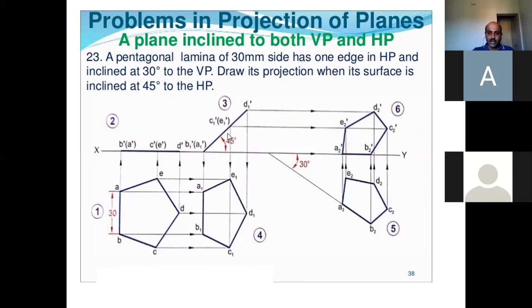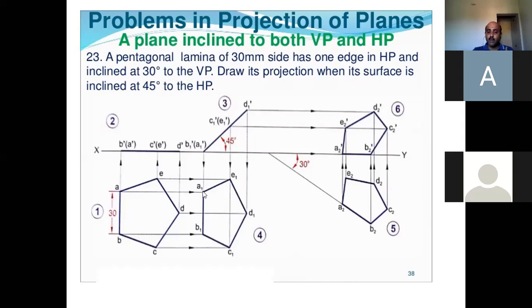So draw the projector lines from each point over here, and similarly from the top view. Each point, A, B, C, D, E, you should draw the horizontal projector line. Now the vertical projector from the front view and the horizontal projector from the top view, where it meets, you mark it as A, similarly B, C1, D1, and E1. First you have to mark the points, then you can easily join. When you are marking these points, be careful.